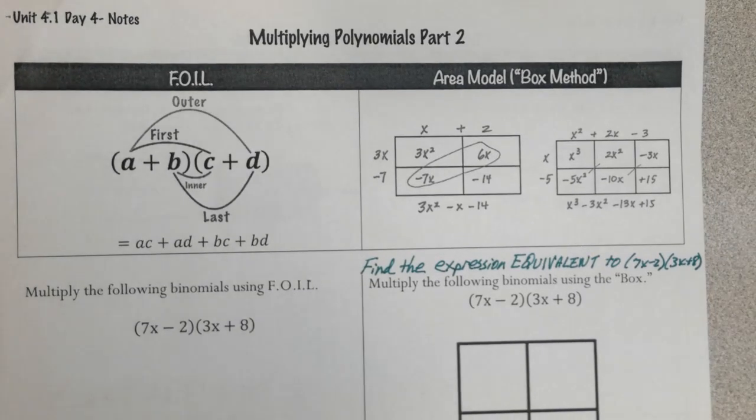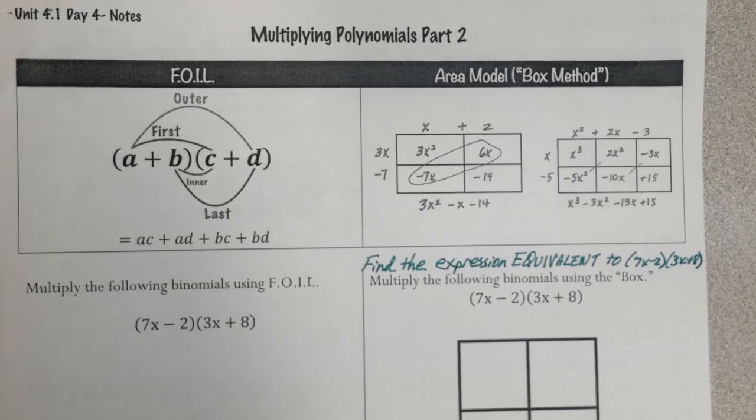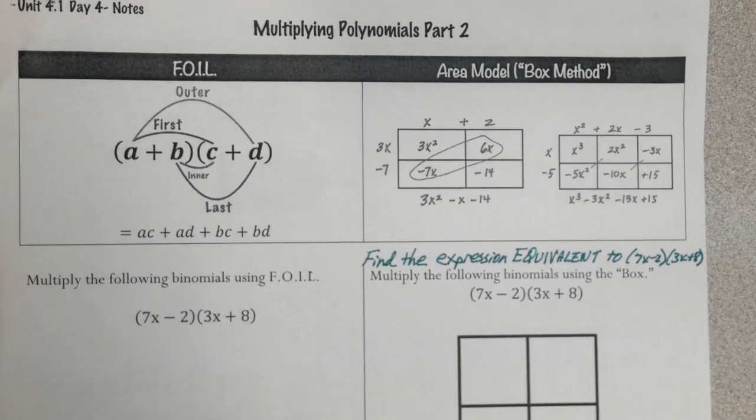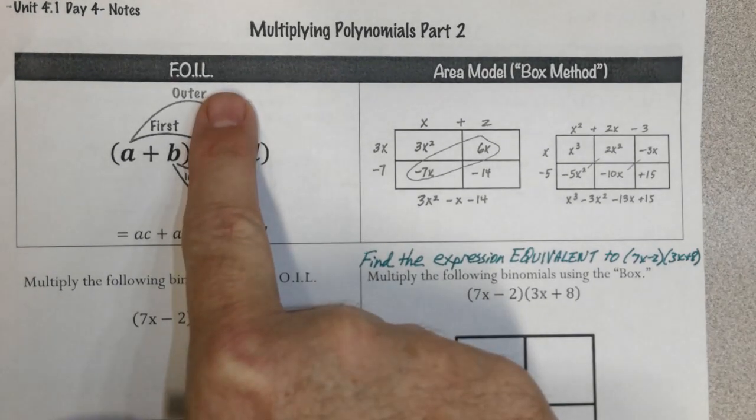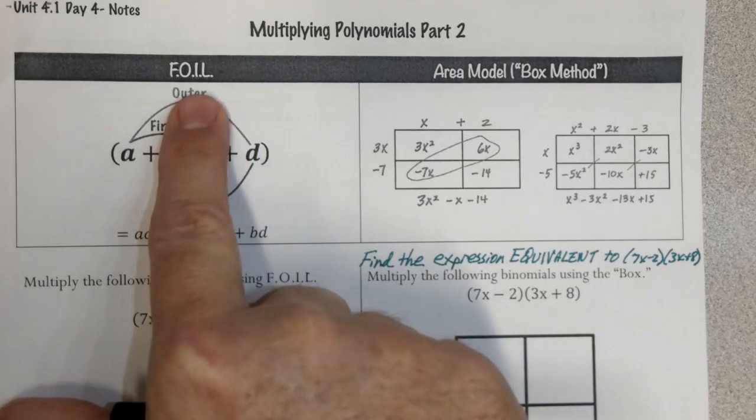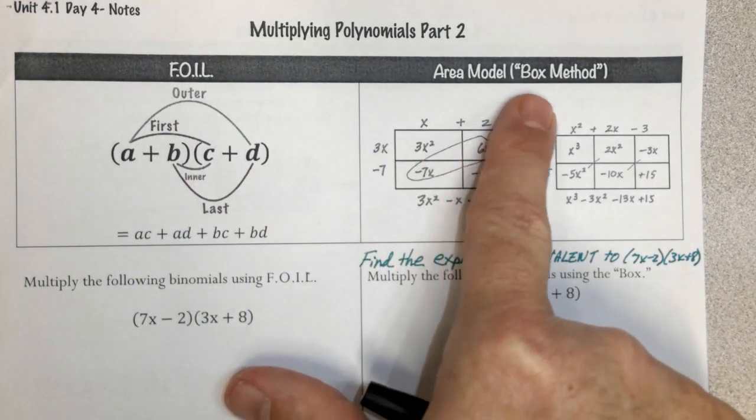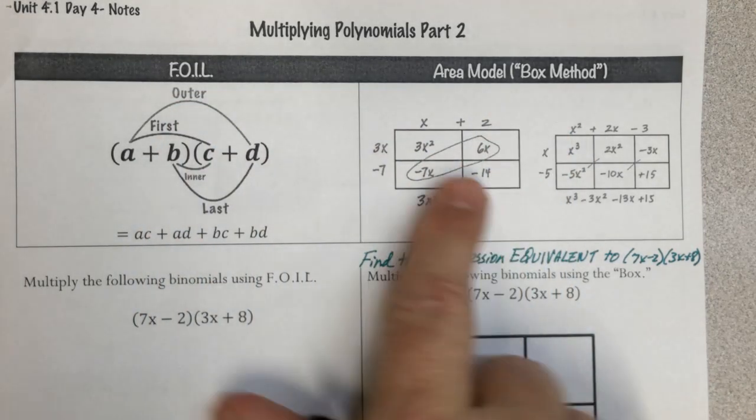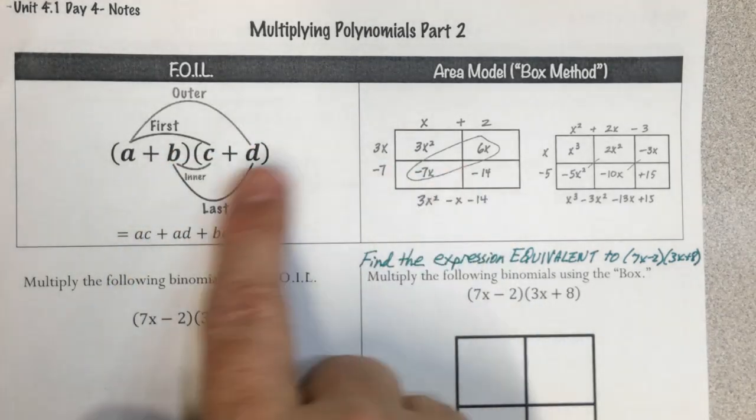Okay, so today is day 4 notes. This is multiplying binomials. Now there's two different ways to multiply binomials. You can use the FOIL method, and you can also use what's called the box method. So here's diagrams explaining both ways.